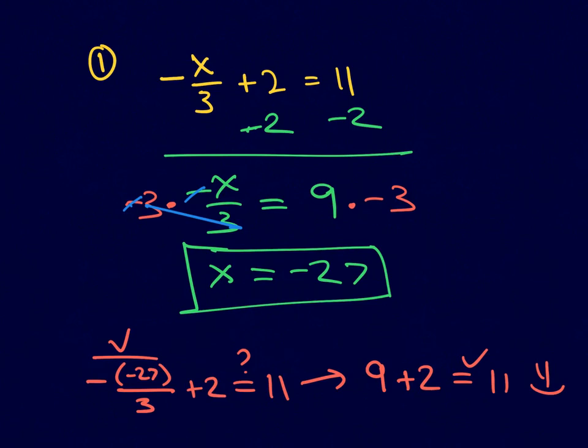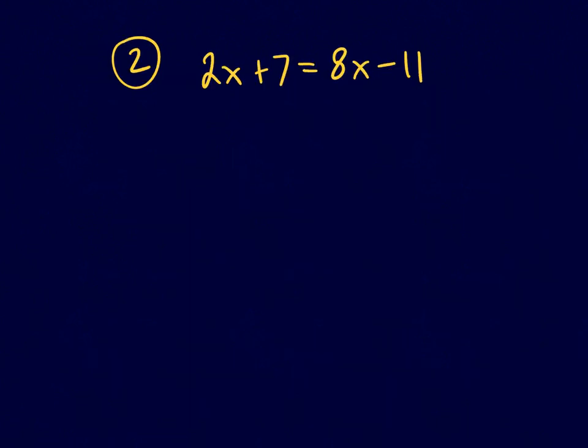Okay, let's try another. On this problem, I've got 2x plus 7 equals 8x minus 11. So here I have x's on both sides, and my first job is to get the x's together on the same side. So to do that, I'm going to subtract 2x from both sides. You could also subtract 8x from both sides, but I did this because 8 minus 2 is going to get me a positive number.